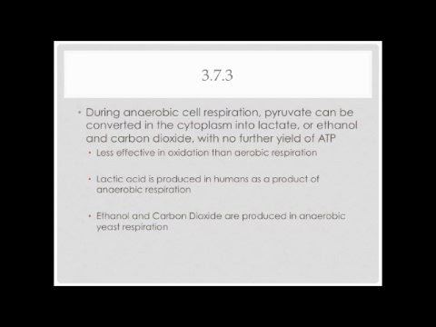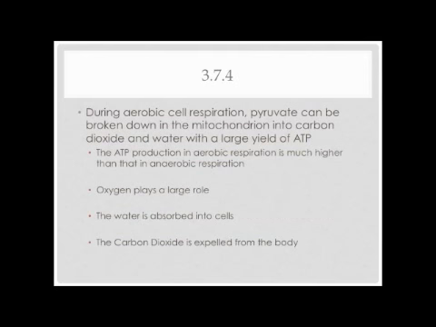Lactic acid is produced in humans, and ethanol and carbon dioxide are produced in anaerobic yeast respiration. Lastly is aerobic cellular respiration. The pyruvates can be broken down in the mitochondria into carbon dioxide and water with a large yield of ATP.